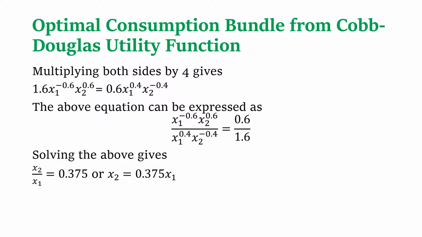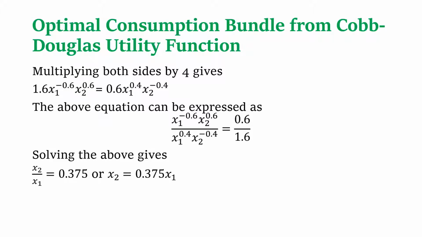So we have x2 to the 0.6 divided by x2 to the minus 0.4. Again, we apply the laws of indices here. x2 to the 0.6 minus negative 0.4. And minus negative 0.4 is what? Plus 0.4. So 0.6 plus 0.4 gives us 1. So x2 to the power 1, right?